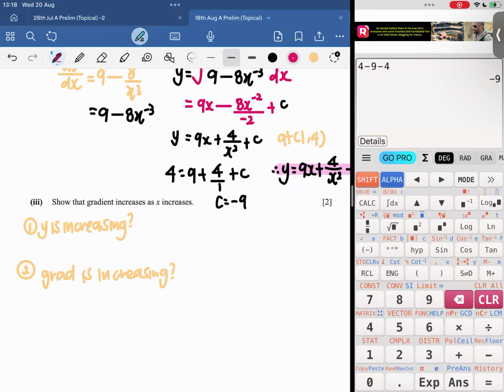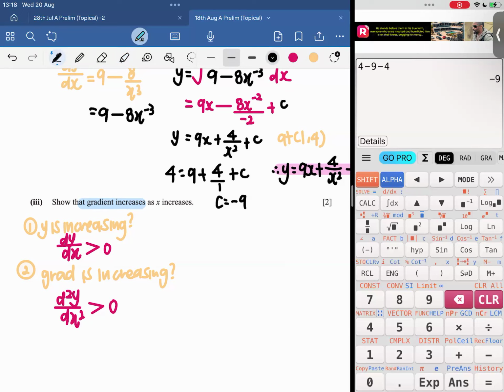Because when y is increasing, you differentiate your y and you show me that it is more than 0. Am I right? But when they say gradient is increasing, you have to differentiate your gradient, which ends up as d2y dx squared. And then you want to show me that it's more than 0. Can you all see the difference here? Okay, so this one here is gradient increases. So you got to differentiate the gradient again.